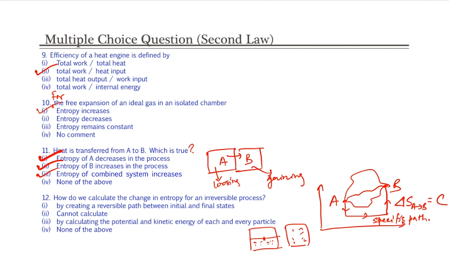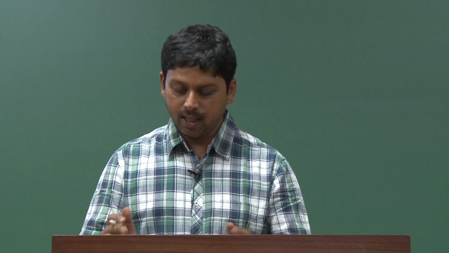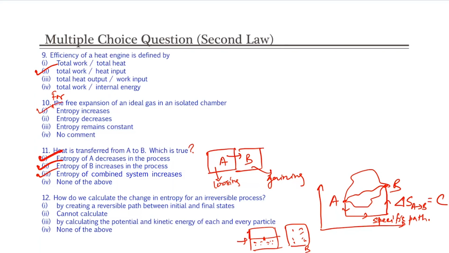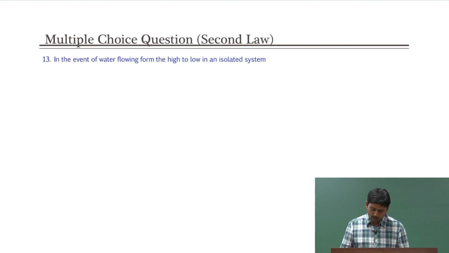We go from the same half-filled box to a filled box by using a reversible path. We can do it reversibly by expanding this volume very slowly, let us say under pressure, and finally we can reach this particular state B. Therefore, we will be able to estimate the change in the reversible heat and therefore the change in entropy. So, the right answer to this question is: by creating a reversible path between the initial and final states.